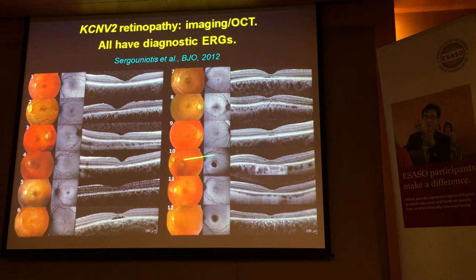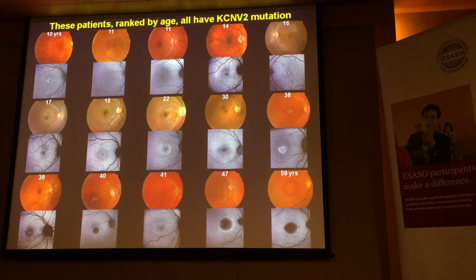These are OCTs in the same disease. They're all different. Here you've got subfoveal hyporeflectivity, bifid subfoveal hyporeflectivity, here generalized atrophy, they're all different. And these are autofluorescence images, again, all different. These are grouped by age. So as you get older, you tend to have central atrophy, the ring of hypo-autofluorescence. But when you're young, you can be completely different. The electrophysiology makes the diagnosis.